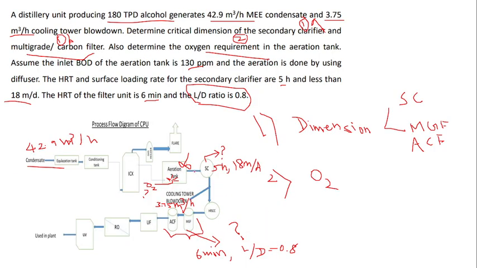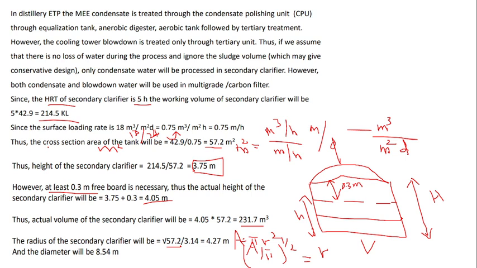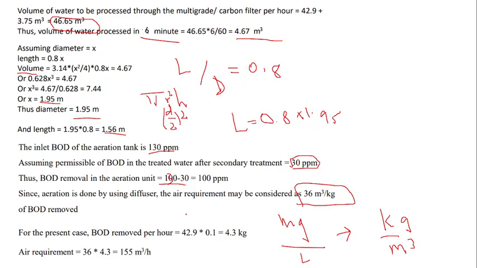So here, while solving the aeration tank, the flow rate you have to consider is only the condensate, because the cooling tower is not coming in before the aeration tank. So the flow rate is 42.9 meter cube per hour, and now 0.1 is the kg per meter cube, which is nothing but 100 ppm written as 0.1 kg per meter cube. Okay, so the BOD removed per hour is 4.3 kg.